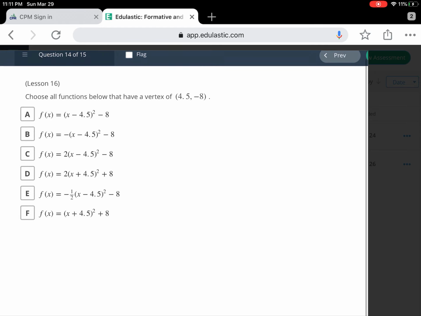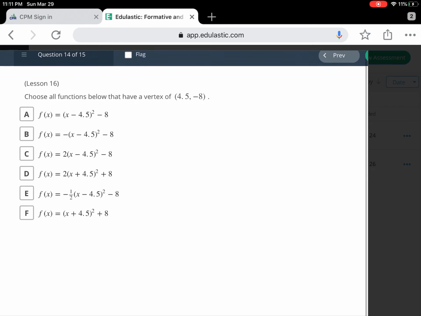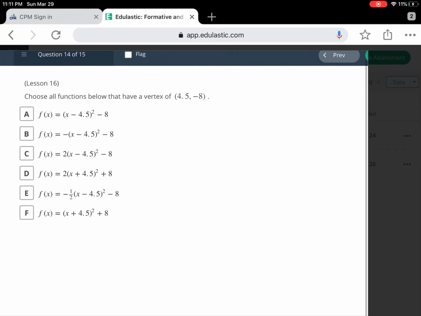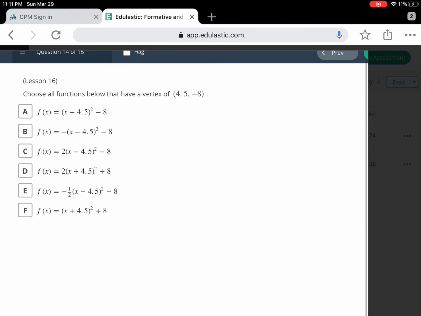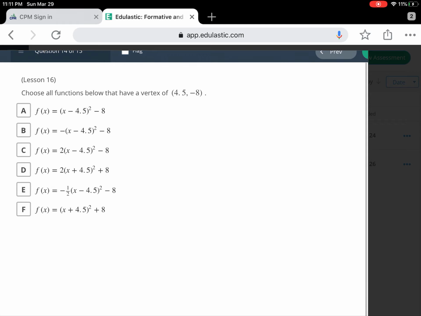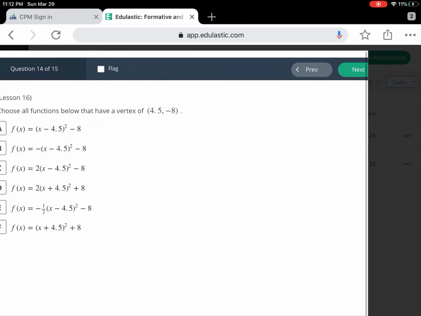It does not matter if you have a positive or negative value, like 2 or negative 1/2 in front of the parentheses. You will still have the same vertex for all of those parabolas. What changes are the x-intercepts and the direction it opens, but ones like part A, part B, part C, not part D, but part E, and then not part F, those all work because they have those requirements we need.